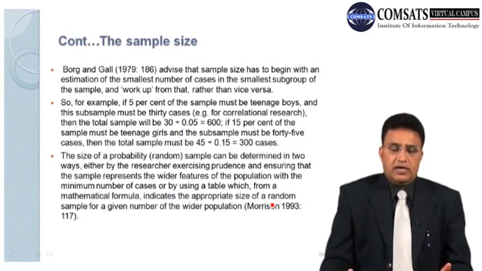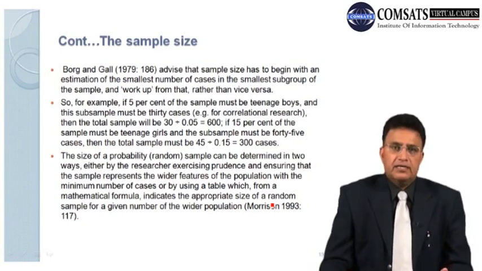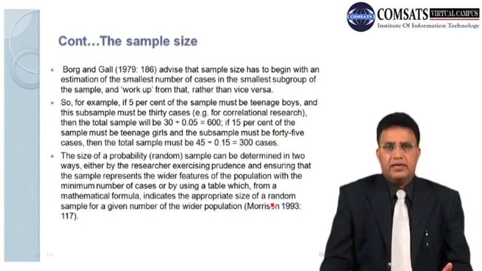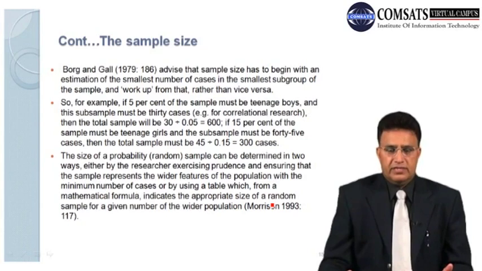So Bogenwald advised that in determining sample size, one should begin with an estimation of the smallest number of cases in the smallest subgroup of the sample and work up from there, rather than vice versa. So for example, if 5% of the sample must be teenage boys and this subsample must be 30 cases, for example for correlation type of research, then the total sample will be 30 divided by 0.05, that is equivalent to 600.